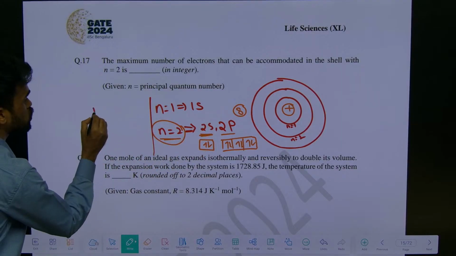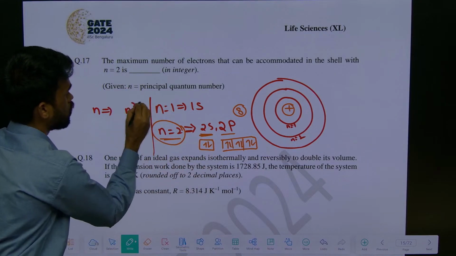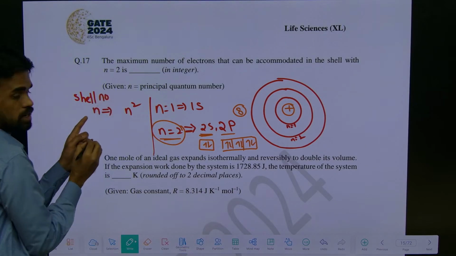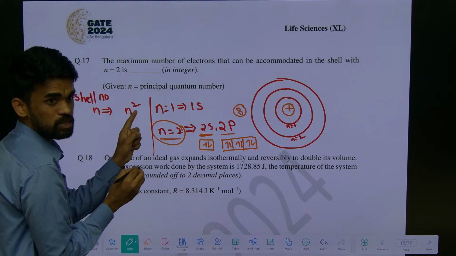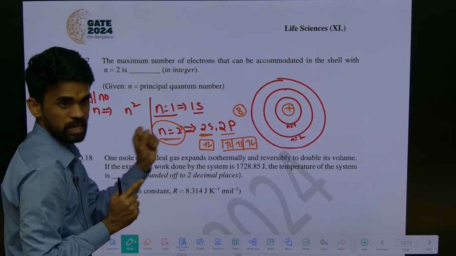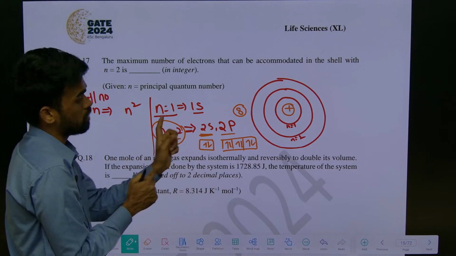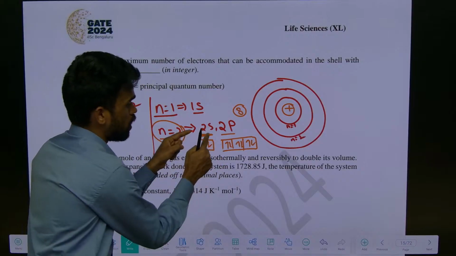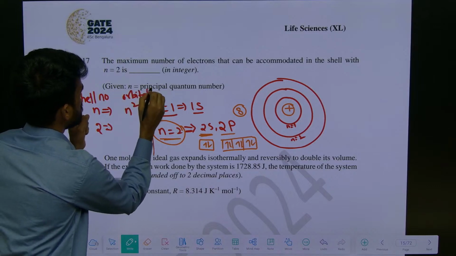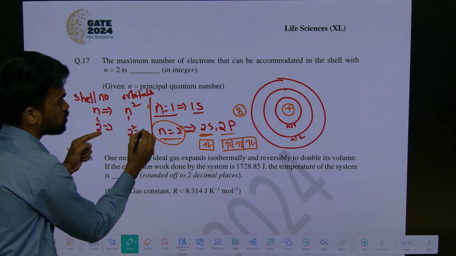See what I am saying: in the nth shell, the number of orbitals possible is n square. Shell number is n. So n equals 1: only one subshell is possible, the s subshell, which means 1 orbital. For n equals 2, we can write 2 square, so it will be 4 orbitals.